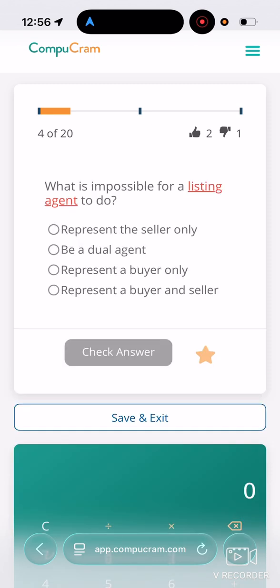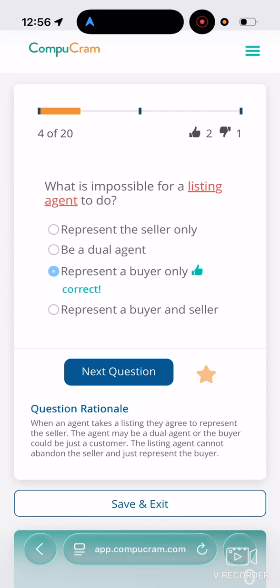All right. Question number 4. What is impossible for a listing agent to do? Represent the seller only, be a dual agent, represent a buyer only, represent a buyer and a seller. I believe it's C. This one, you just got to understand how the rules of the industry work. Like, if you're the listing agent, you're representing the seller because you're listing their house. Here's the question rationale. When an agent takes a listing, they agree to represent the seller. The agent may be a dual agent, or the buyer could be just a customer. The listing agent cannot abandon the seller and just represent the buyer.